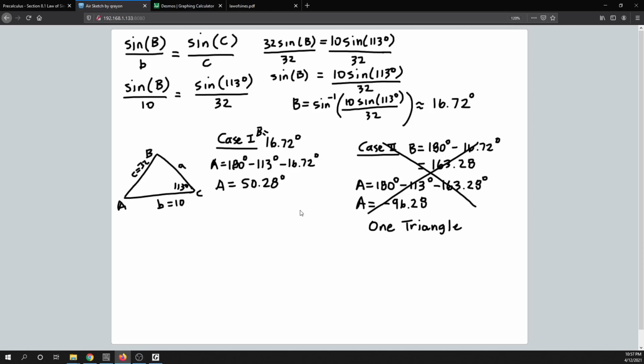All right, and so now the last thing that we need to find is side A. That's the only thing that we don't know now. And so what we would do is, again, use the law of sines here. We're after A, so we use sine A over A, and I like to use the ones that I'm given if possible, so that would be sine C over side C. And we know all of those except for the side A. We know that angle A is 50.28 degrees. Side A we don't know. The angle C we know is 113 degrees. And we know that the side C is 32. So we could fill that in.